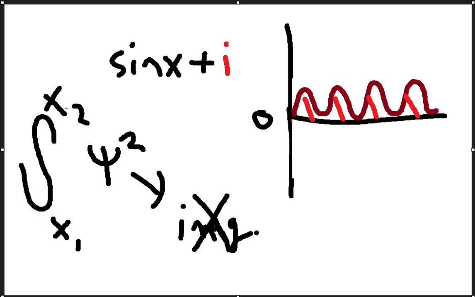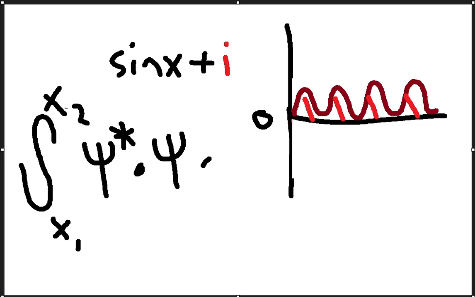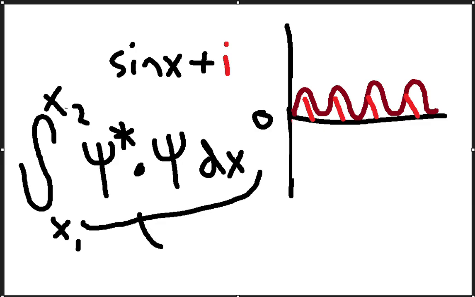So, in order to make the imaginaries go away, we have to take the complex conjugate. Instead of that, we will have psi complex conjugate, which is psi star, times psi dx. This might look a little weird, but this whole thing will actually give us the probability.